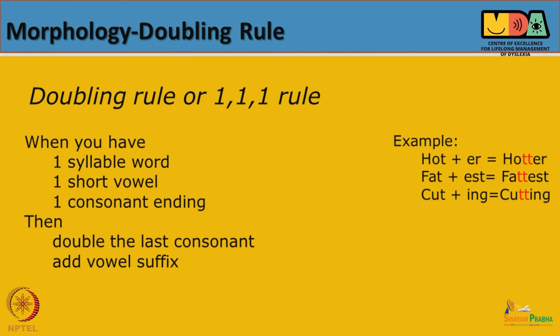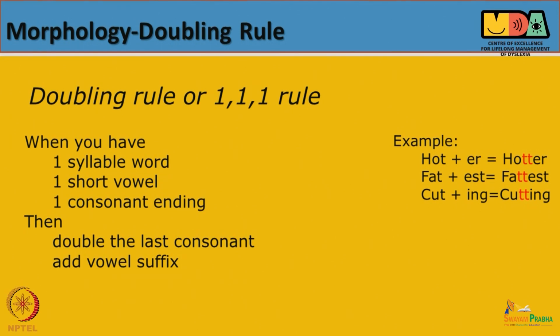Right, let us look into another example. Fat. Now, is it a single syllable word? Yes. Does it have one vowel? Yes. Does it end in one consonant T? Yes. Now, to add est, the vowel suffix, I simply double the last consonant and make it fattest. Another word, cut. Is it a single syllable word? Yes. Does it have one vowel? Yes, of course. Does it have one consonant ending? Yes, it does. So, to add ing, we double the last consonant and make it cutting.